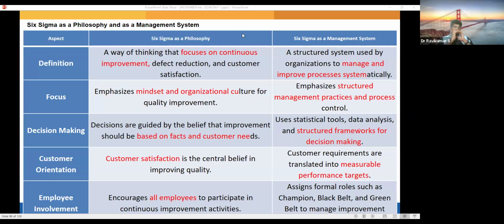And most of the time, decision making is done using data. And the data is analyzed using statistical tools. The statistical features like mean, median, mode, standard deviation, kurtosis, skewness, many features which are required for decision making are extracted and the data is analyzed. Finally it is used for decision making. So decisions are not made based on somebody's intuition or gut feeling or somebody's expertise. No. Everything is converted into a measurable target.